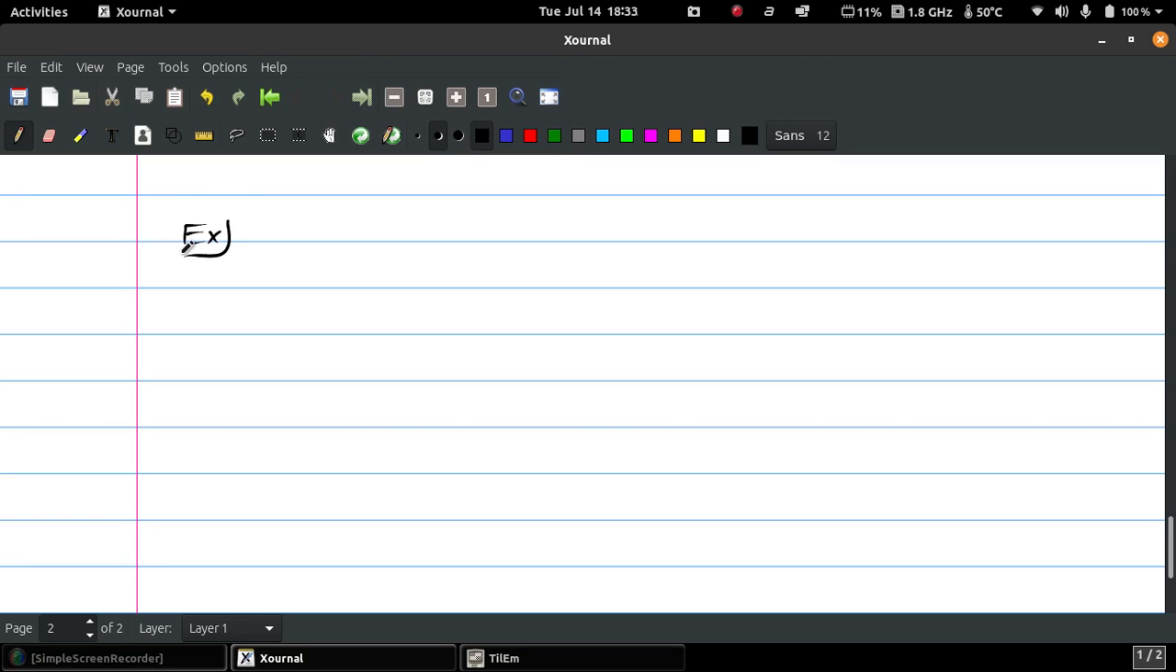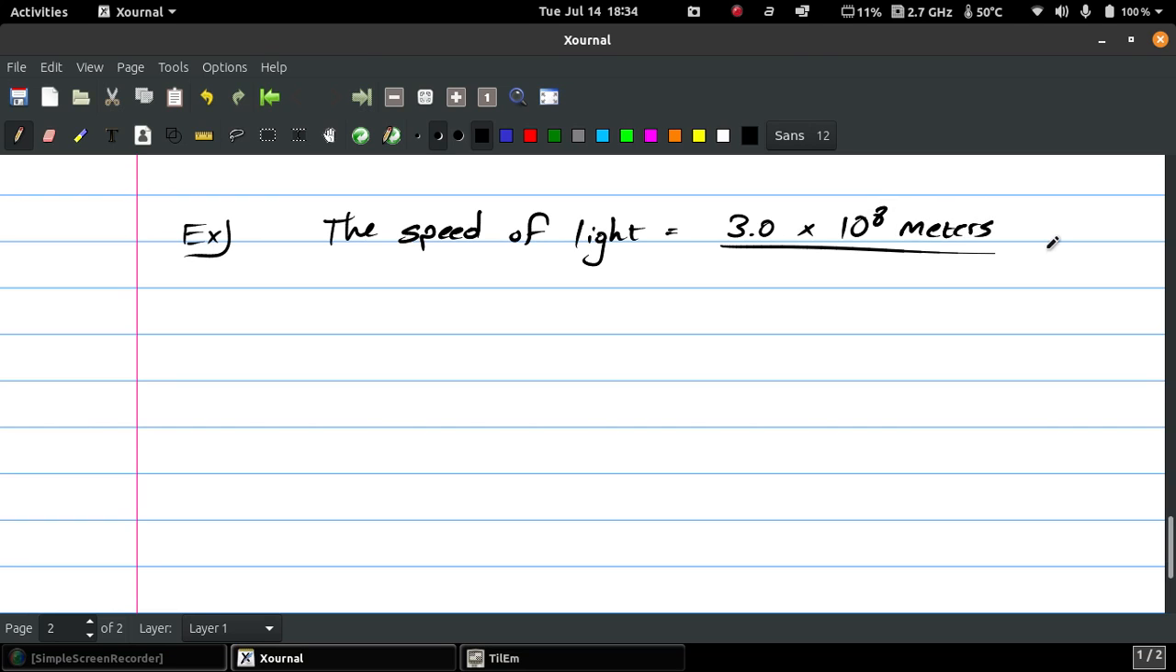Example. So the speed of light is a constant in the universe. Wow, P. Speed of light is equal to 3.0 times 10 to the 8 meters per second. You're never going to see it written like that, there's going to be M over S, but I'm doing it just to make a point.